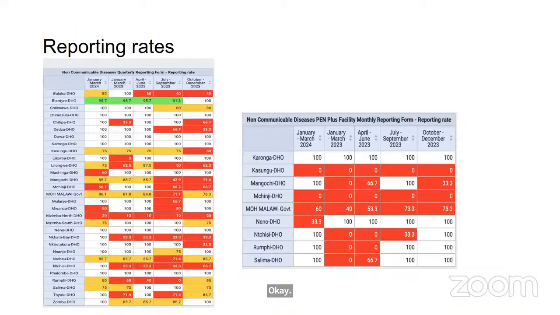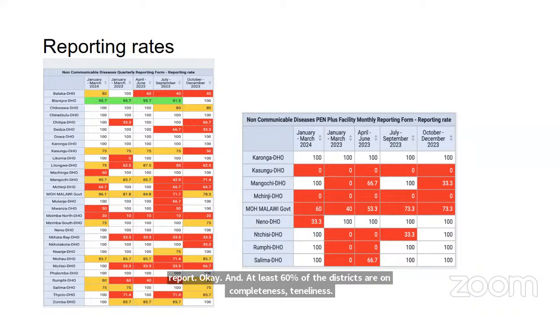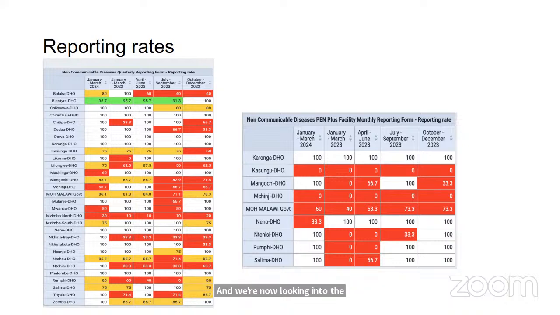So I just wanted to give you a snapshot on the reporting rates currently in the DHIS2. On my left-hand side, you have the quarterly reporting form, and at least 60% of the districts are actually reporting on completeness and timeliness, and we're now looking into how to address the other districts that are not doing well. Some of the challenges, I will explain as we proceed to the other slides.